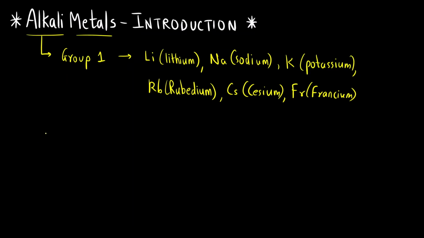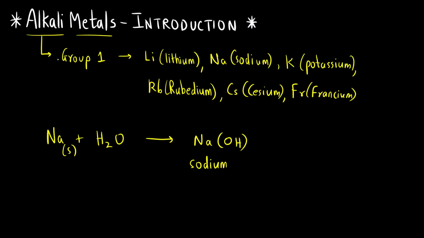Why are they called alkali metals? Because when these metals react with water, for example sodium, we will see in a minute, they form hydroxides. For example sodium hydroxide or NaOH. This is basic in nature. The term alkali means base. So they react with water to form hydroxides, that is nothing but a strong base. So that is a base or alkali. That is why they are called alkali metals. Okay, so this was a small introduction.